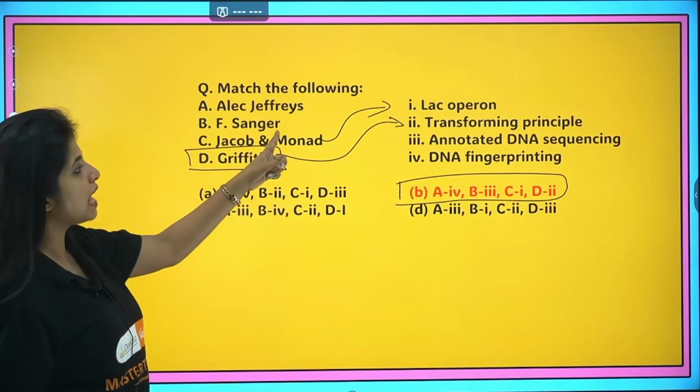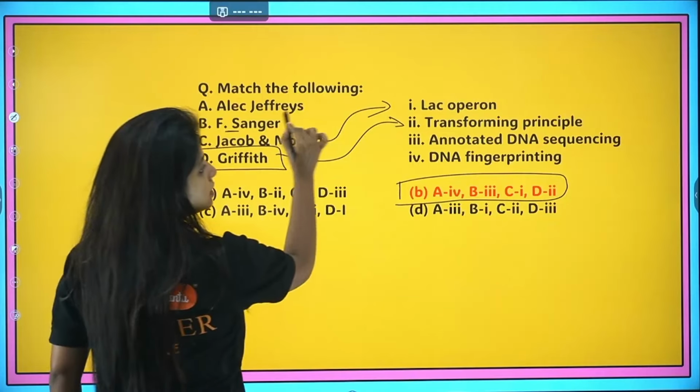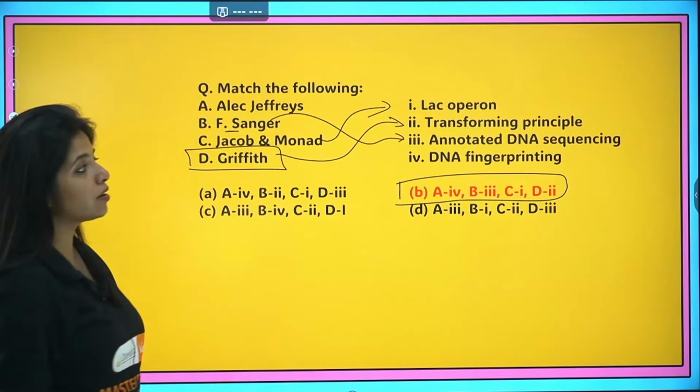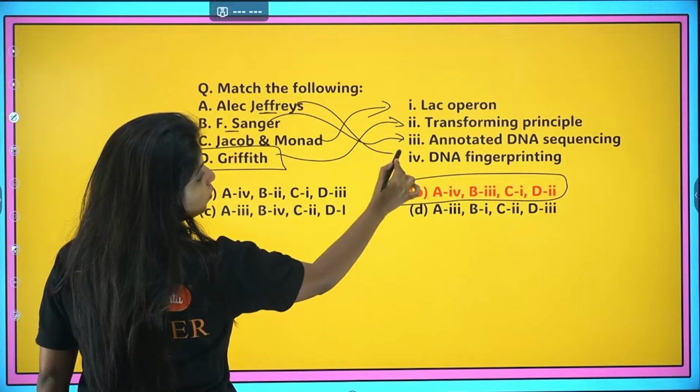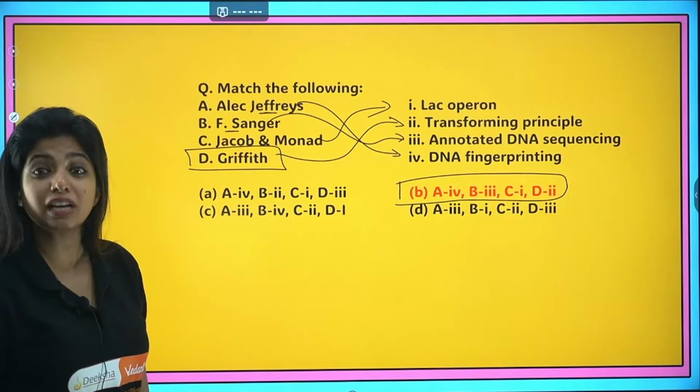Now F. Sanger, S for sequencing. So he was the one who went with the DNA sequencing technique. Alec Jeffreys has 2 F in it. He was the one who found DNA fingerprinting.